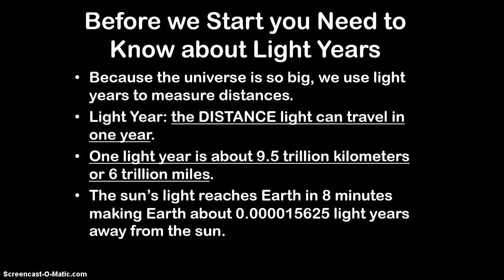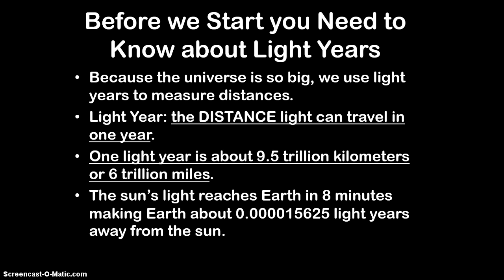Okay? 1 light year is about 9.5 trillion kilometers, or 6 trillion miles. Okay? And light is the fastest traveling thing that we know of. So the light from the sun reaches Earth in 8 minutes. So the Earth, as you can see, is 0.000015625 light years away from the sun. That's still really far away if you think about it.